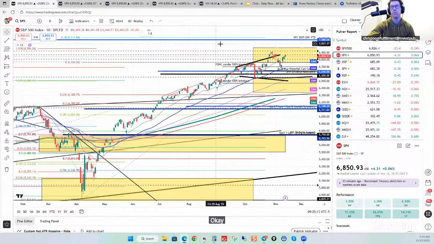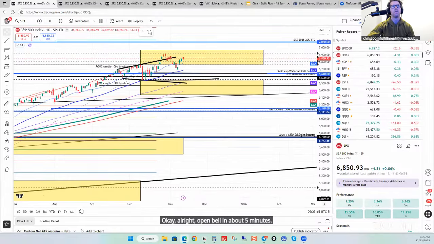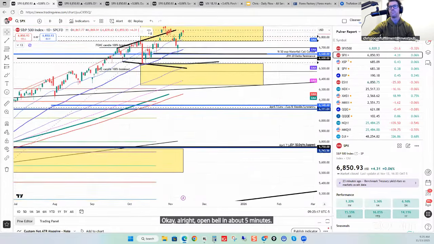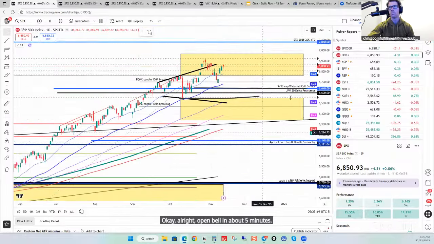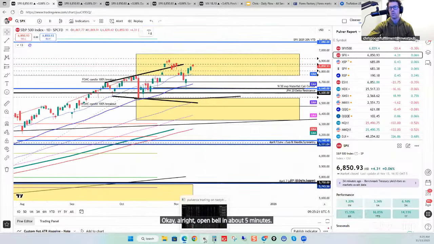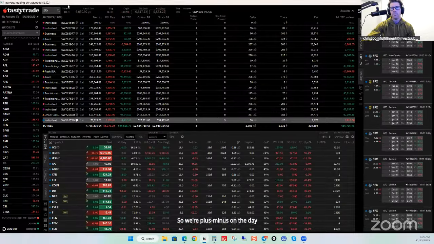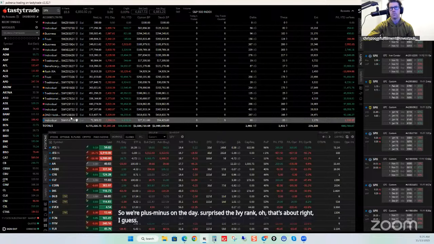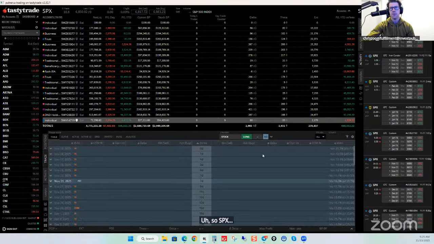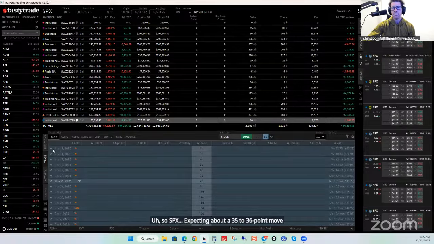Okay. All right. Open bell in about 5 minutes. So we're plus minus on the day. Surprised the IV rank. Oh, that's about right, I guess. So SPX expecting about a 35 to 36 point move on the day.